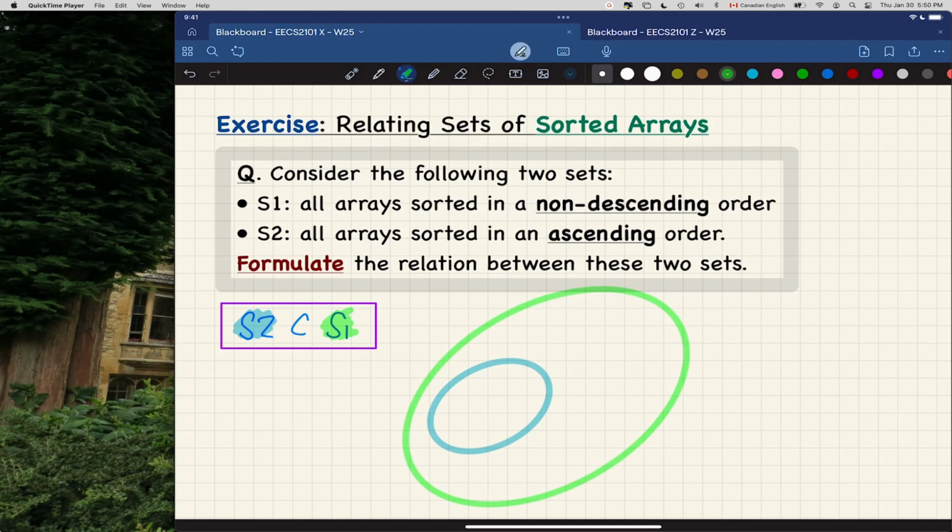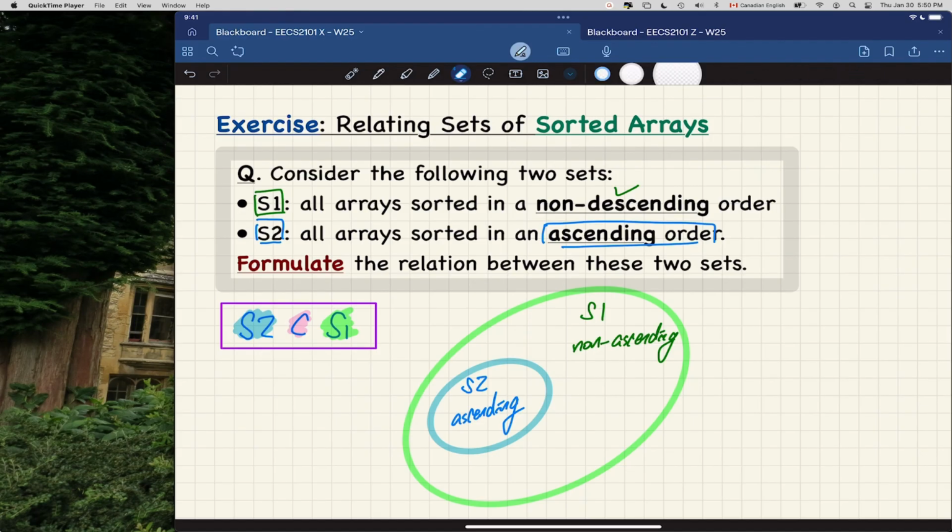And then we're saying that S2 are all the arrays sorted in the ascending order, versus S1 over here would be in the non-ascending order. Isn't it non-descending? Non-descending, yes. Oh, I said non-ascending, right? Thank you so much. I definitely didn't mean that.